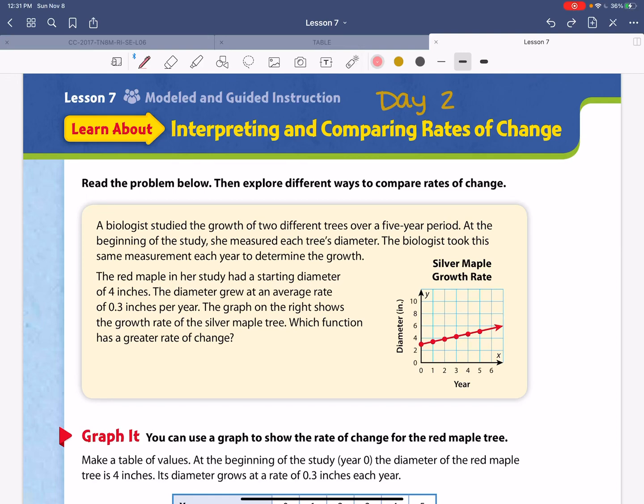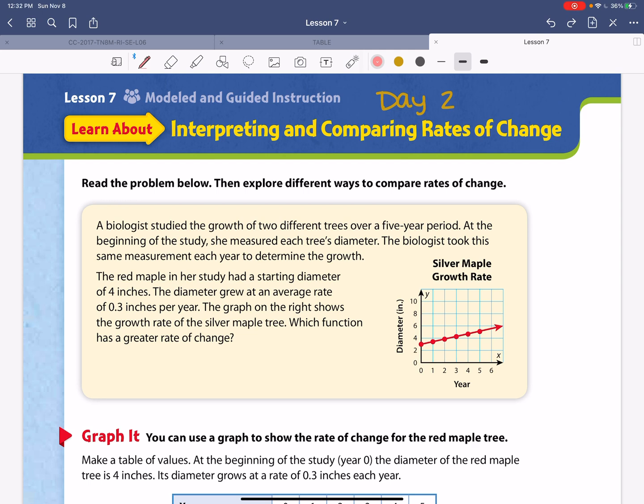Day 2, interpreting and comparing rates of change. Read the problem below, then explore different ways to compare rates of change. A biologist studied the growth of two different trees over a 5-year period.